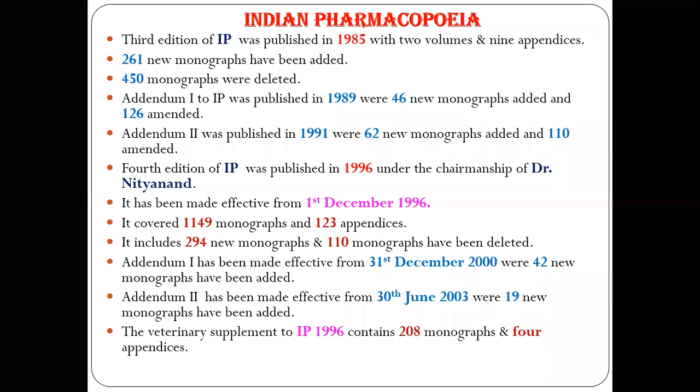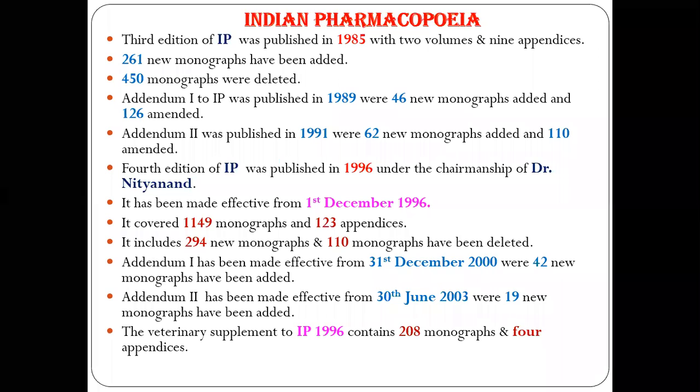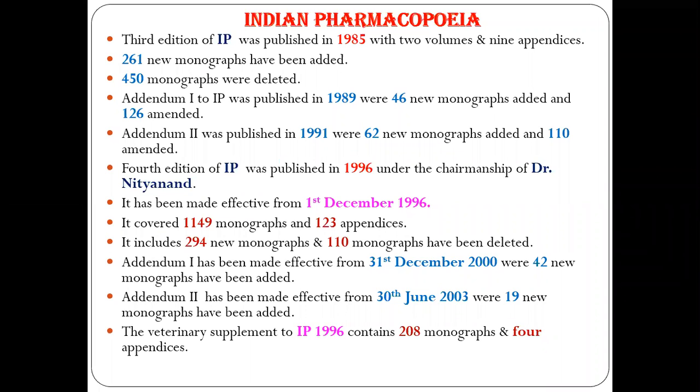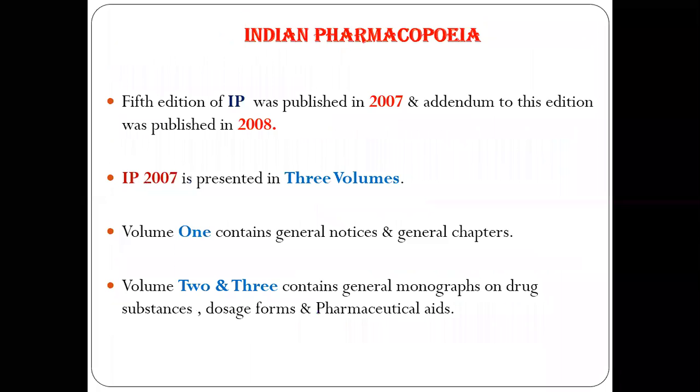Then for this edition, addendum first was made effective from 31st December 2000, with 42 new monographs, or 42 new drugs. Then addendum second was made effective from 30th June 2003, with 19 new drugs. Then in this supplementary we also added 208 new veterinary drugs. So this was about your fourth edition.